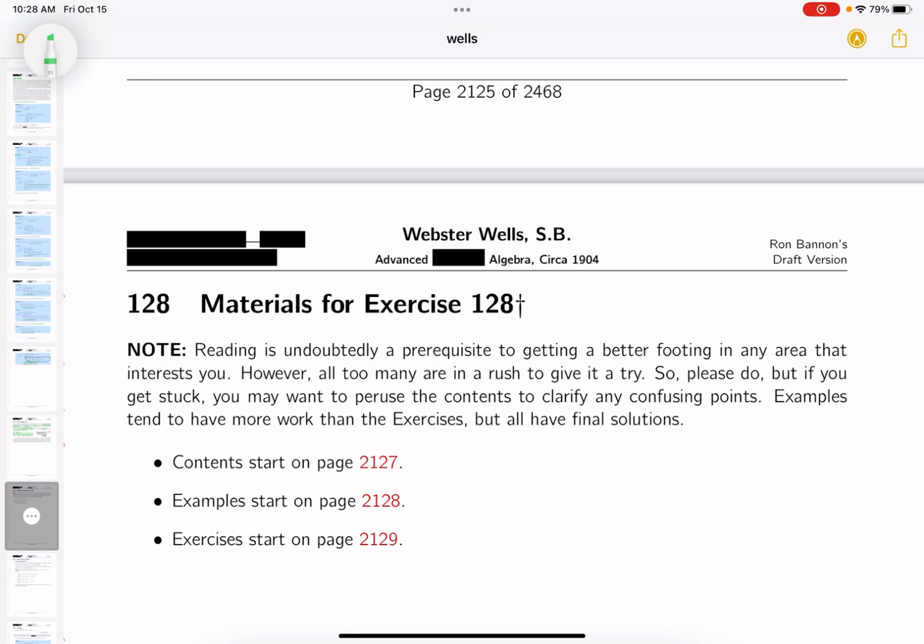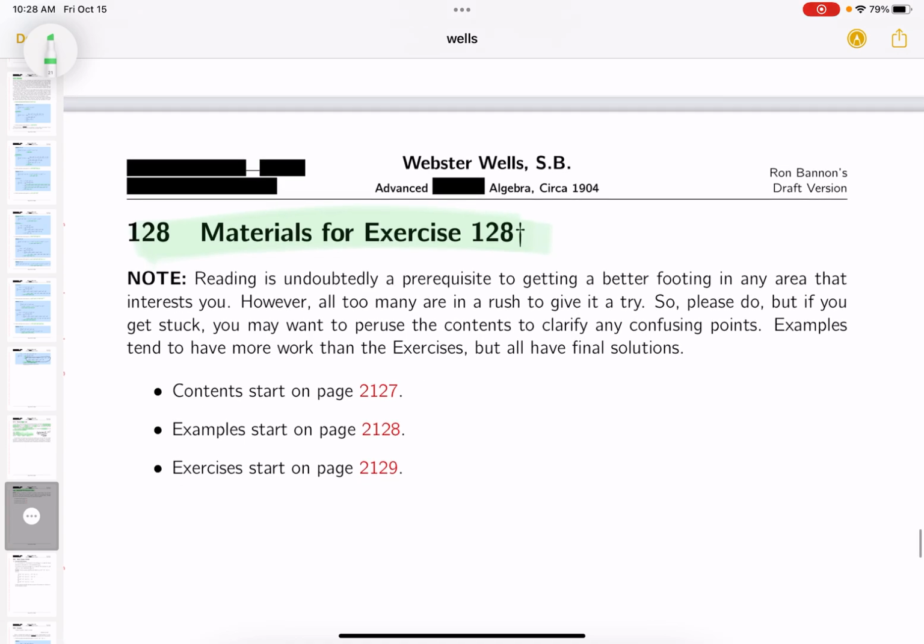Okay, we're at section 128 now, and there's going to be materials here at 128. What are the materials? They're really materials to prepare you to do the exercises. We do recommend you read through the contents. We recommend you look at the examples and then get busy working the exercises.